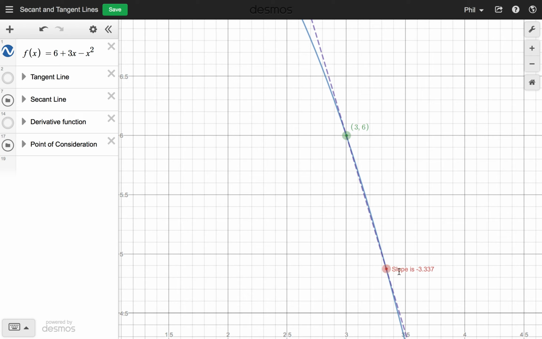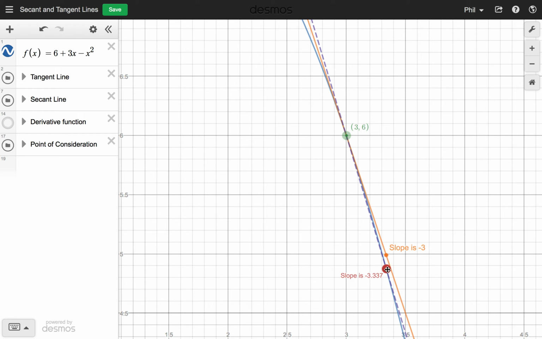The red point down here is simply labeled the slope is. The slope is of the purple line now, which is of the secant line. You notice it is different than the idea of the tangent line. The tangent line touches the graph only, in this case, at the green point, where the secant line touches both at the green point and the red point. You notice the two slopes are fairly close.